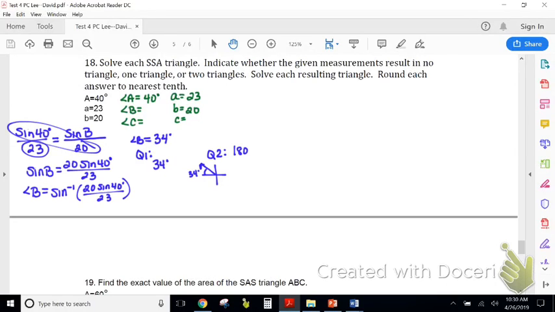Good. 180 minus 34, and then to see if it will work, so that's my quadrant 2 angle that would give me that sine of 40 degrees over 23 would give me. But to find if it's going to work, remember, add back in the angle that they gave us. This answer here has to be less than 180, is it? No. So that means there is no second triangle, but we do have one triangle. So I'm going to come over here and I'm going to list that we have one triangle.